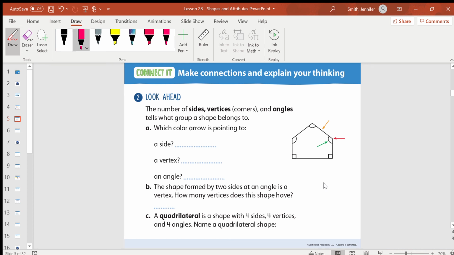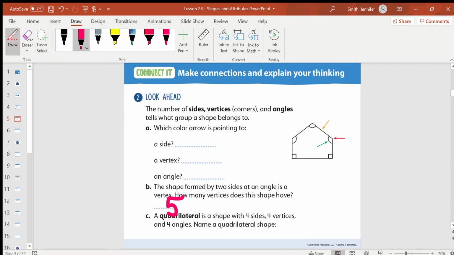The point formed by 2 sides at an angle is a vertex. How many vertices does this shape have? Let's count. 1, 2, 3, 4, 5. This shape has 5 vertices.